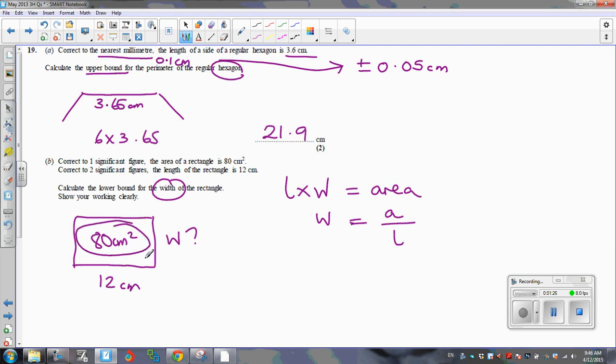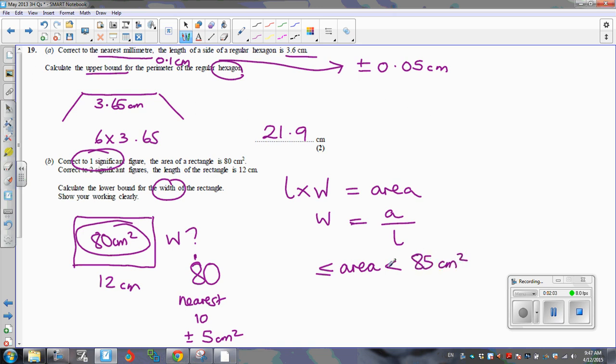Now this area, 80 square centimeters, is correct to one significant figure. One significant figure means if I count from the beginning of the number, 1, the first significant figure is in this column. Now this is the tens column, that 8 means 8 tens. So this 80 has been rounded to the nearest 10, which means to find the upper and lower bounds, I'm going to add and subtract half of 10, which is 5 centimeters squared. Now that tells me that the area is between, so the maximum would be 85 centimeters squared, and the minimum would be 75 centimeters squared.